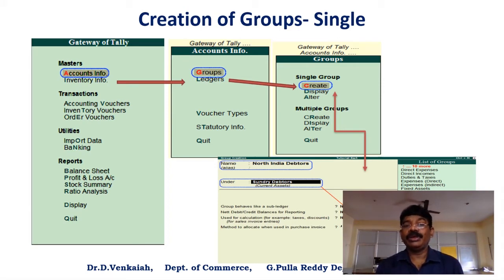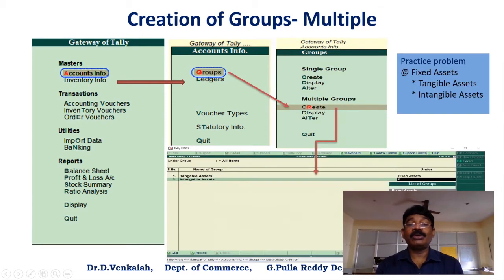So that's why in Tally we had an option called multiple groups creation at one time. Then again, same procedure: accounts info, gateway after start, Tally. Click on Tally, then under Gateway of Tally select accounts info, then we will get groups. Click on groups. Now we have to click on multiple groups creation, the create button under multiple groups.